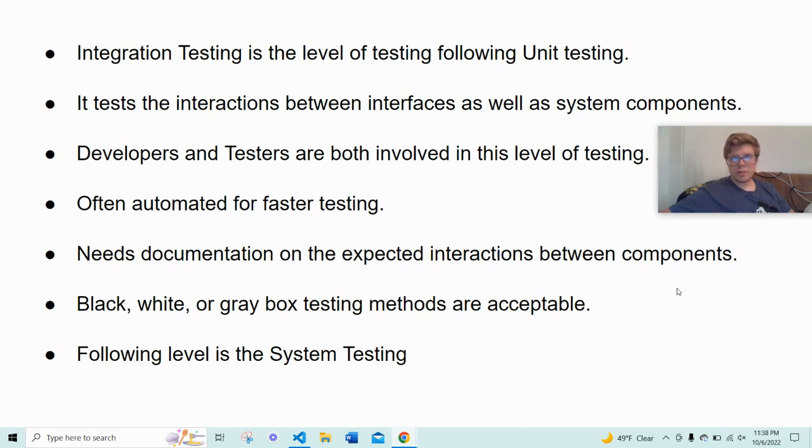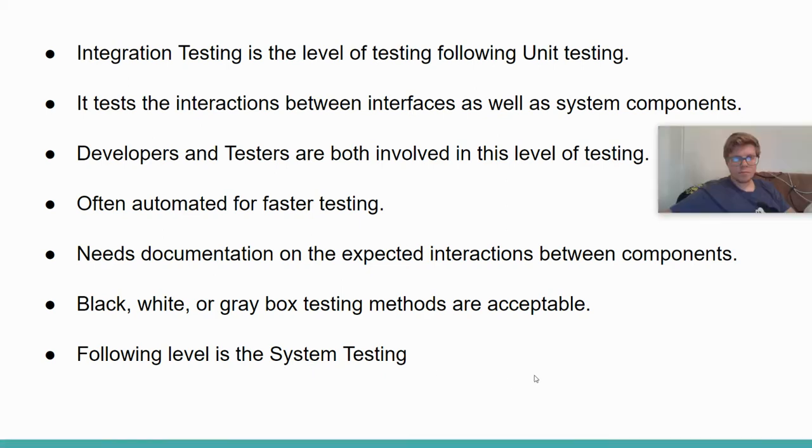Documentation really helps when performing these tests, just because you're testing components that normally the user wouldn't see, so you don't have those expected outcomes as much. So the design documents come in helpful. Black, white, and gray box testing methods are acceptable at this level, following which we have the system testing.